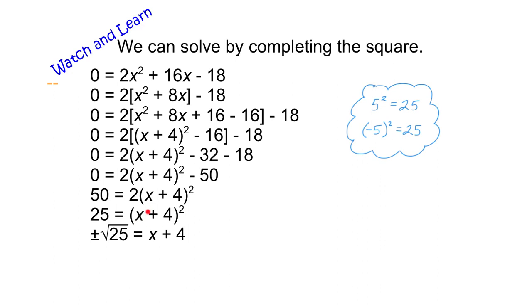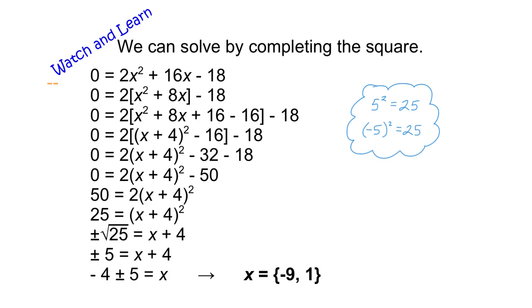X plus 4 must equal either the positive square root of 25 or the negative square root of 25. They will both work because positive 5 squared is 25 and negative 5 squared is also 25. So now that I know x plus 4 is equal to either positive or negative 5, to solve for x, I have to subtract 4. So negative 4 plus or minus 5 is what x is equal to.